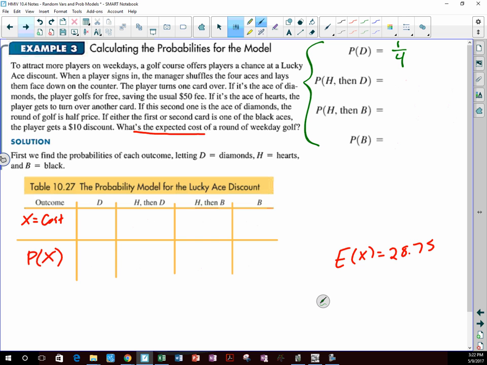Okay, there's 4 aces. The probability of getting the ace of diamonds is 1/4. The probability of getting a heart and then a diamond, well, the probability of getting a heart is 1/4. And then getting the diamond, well, remember, you've already turned over that one card that was a heart. So the probability of getting a diamond then would be, with the 3 cards left, 1 out of the 3. So the probability of a heart and then a diamond is just going to be 1/12.